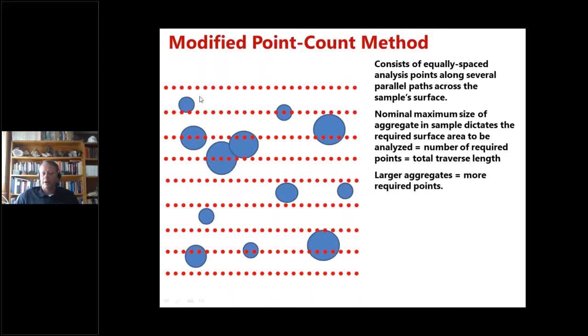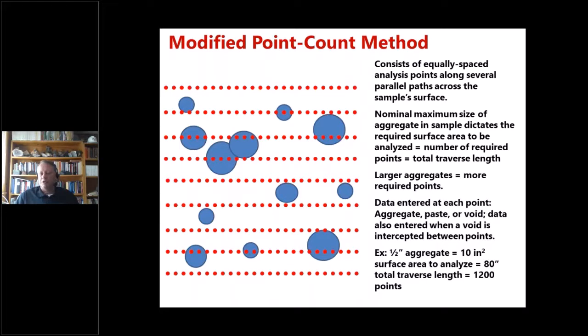That also means that with this method, the nominal maximum aggregate size dictates how many points need to be analyzed. So the number of points over how long of a traverse length tells you how many individual points are in each of those segments. So it's just a data entering exercise at this point.